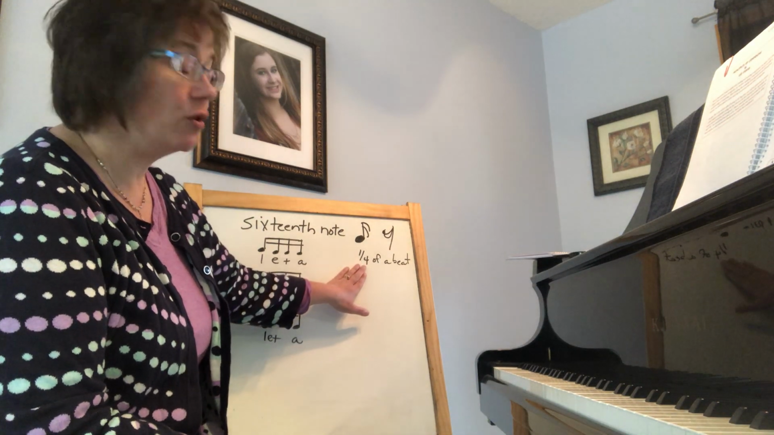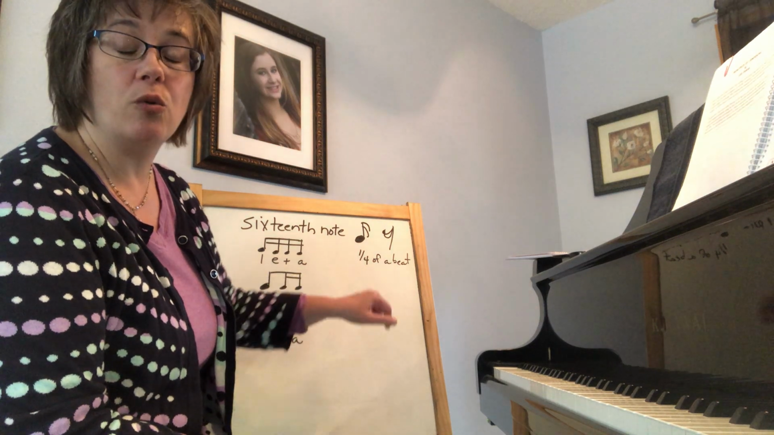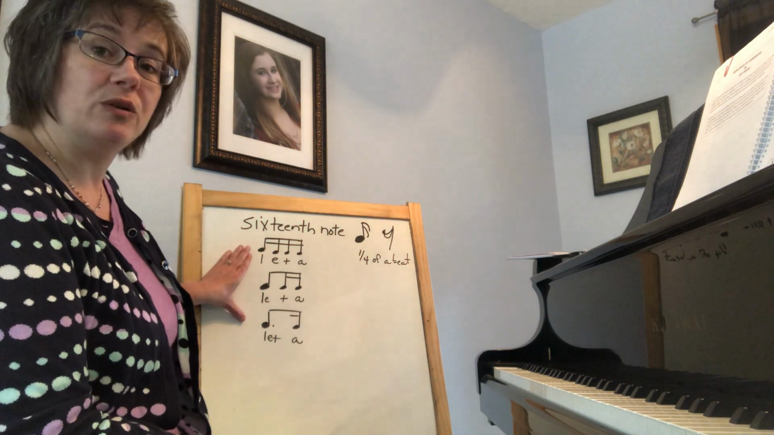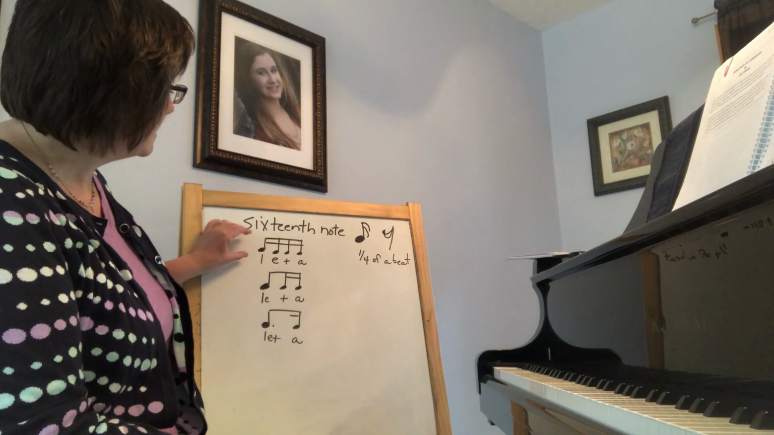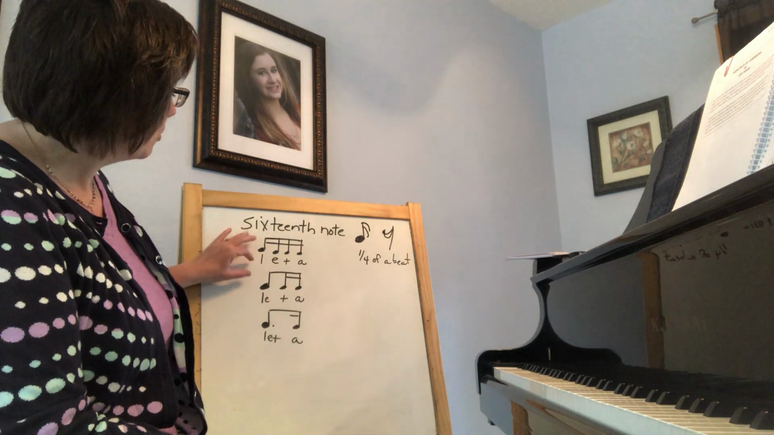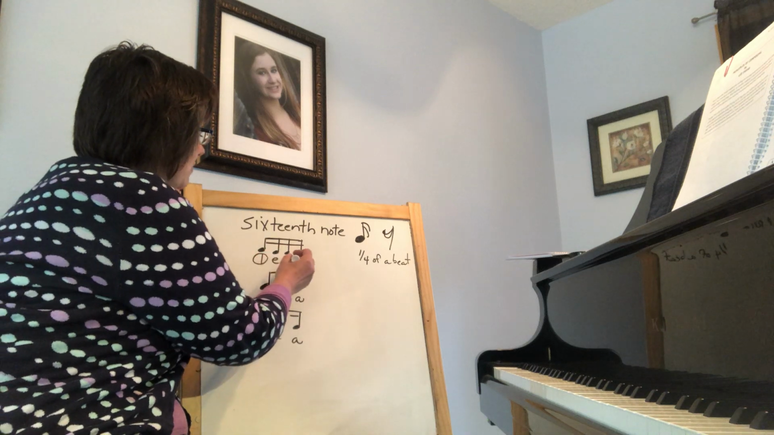A 16th note, when we're working in a meter with a 4 on the bottom, is worth a quarter of the beat, or fourth of the beat. Here's the most common way that we're going to see these 16th notes in our music. We can see them grouped or barred together just like we saw eighth notes. When we have 4 of them together, here's my 1 and here's my and.